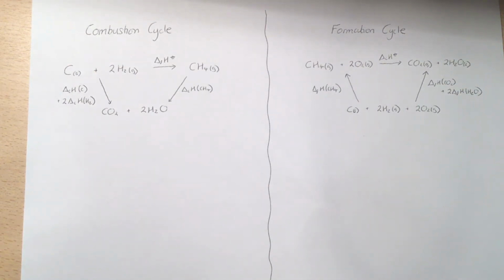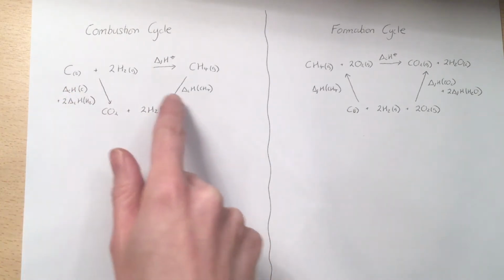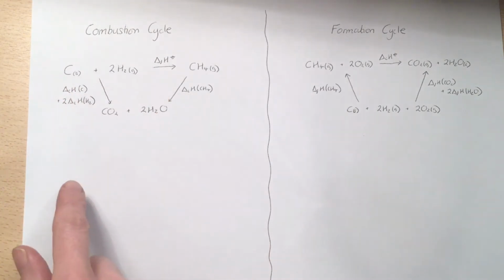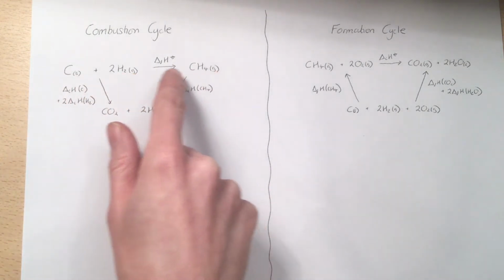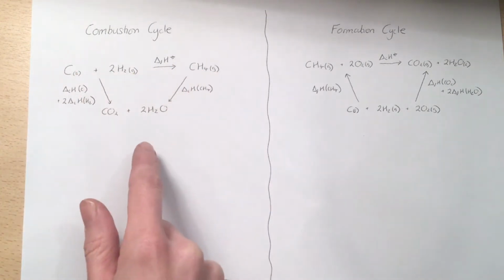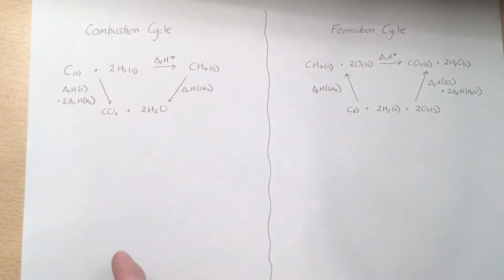I want to have a quick look and a quick compare of combustion cycles and formation cycles to emphasise some of their differences. So on the left here, you can see a combustion cycle, and it has the combustion products, carbon dioxide and water at the bottom. And the aim of this cycle would be to work out the enthalpy change for this reaction here along the top, which in this case is the enthalpy of formation of methane, but it could be any reaction.